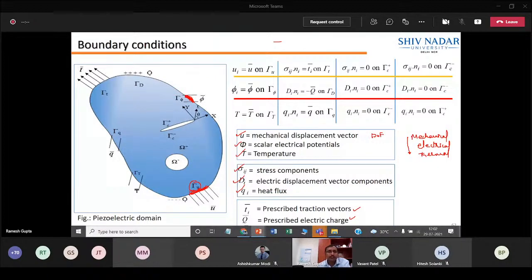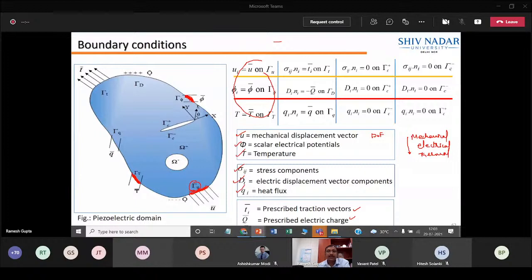And there is this portion where I am specifying the temperature. Let's say I am giving 100 degree temperature at this region. So this is where I talk about all these boundary conditions, first set, whether it is mechanical, electrical, or thermal. Then I will specify the stresses, mechanical stress or traction I can specify in mechanical, or electrical displacement I can specify, or heat flux I can specify.